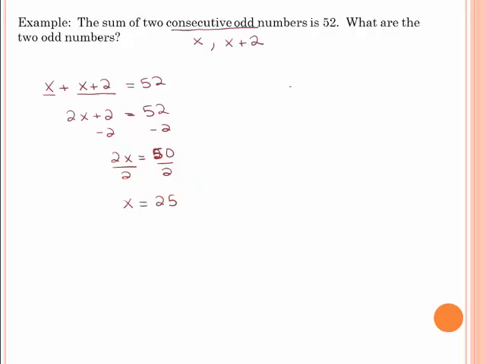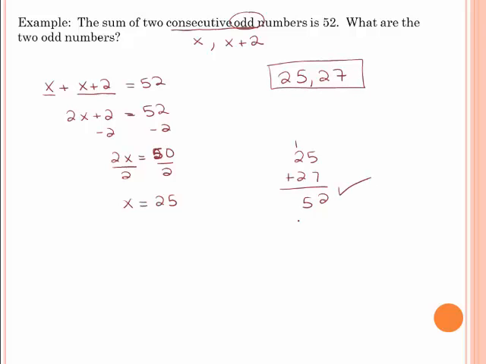Now it's not going to be 25 and 26, it's going to be 25 and 27 because I need odd numbers. So then I check, add those together, I do get 52, so I know I did it correctly. Let's look at some more examples.